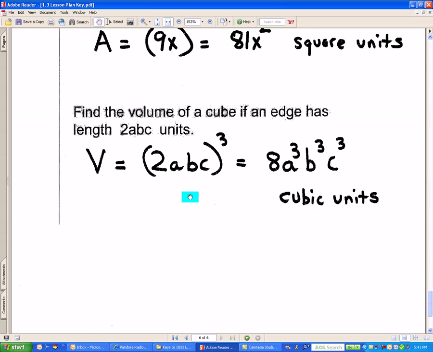And it's very important to put that. When you're finding area, make sure you're giving the correct units for your answer, square. When you're finding volume, like for example, if you were going to Sears to buy a 17 cubic foot refrigerator, that's how much space it has in terms of interior volume.